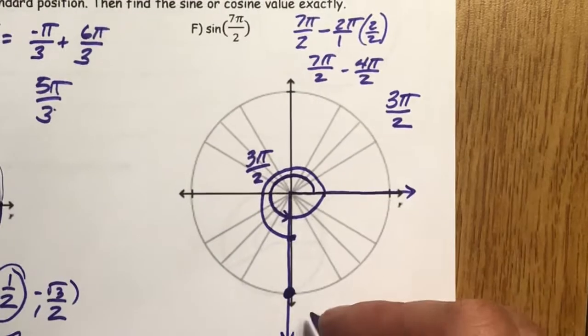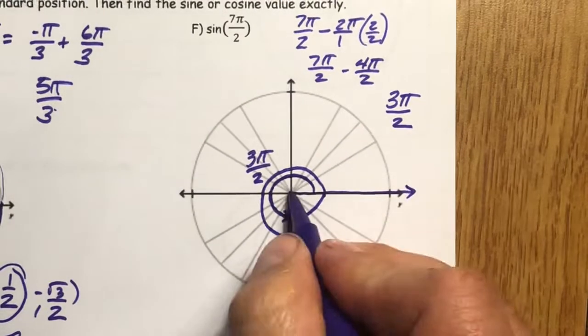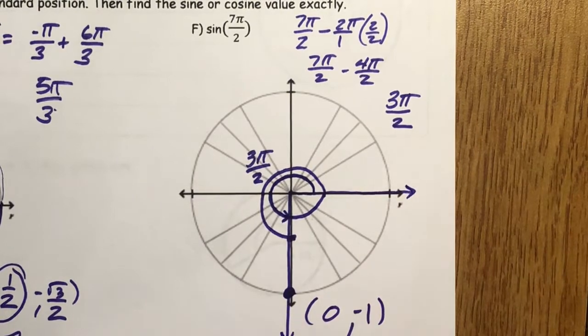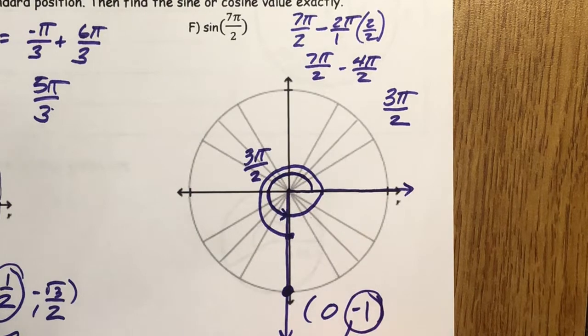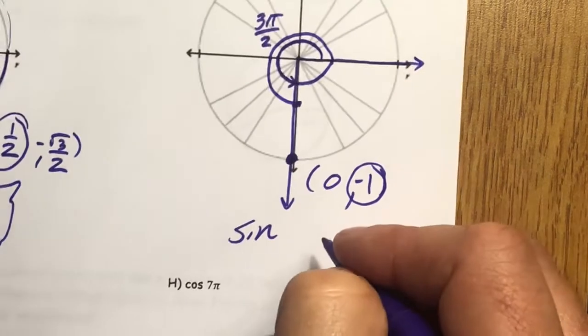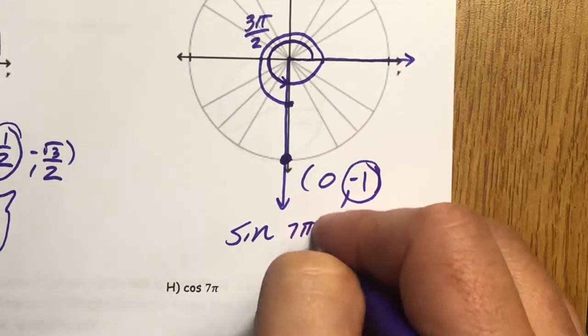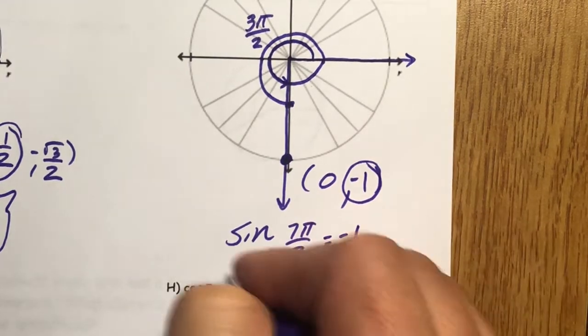So you guys should know what this ordered pair is. It's 0, -1. We want the sine, so we want that. So you'd say the sine of 7 pi over 2 is equal to -1.